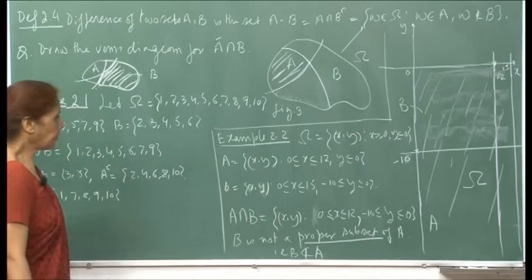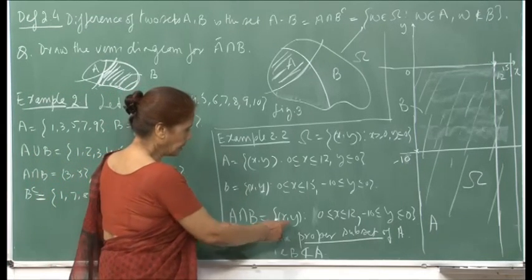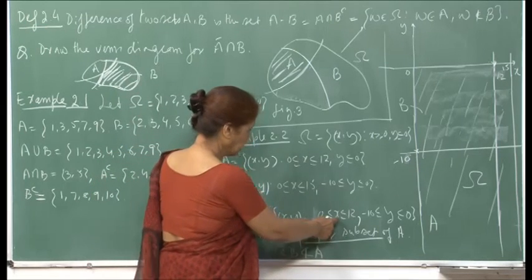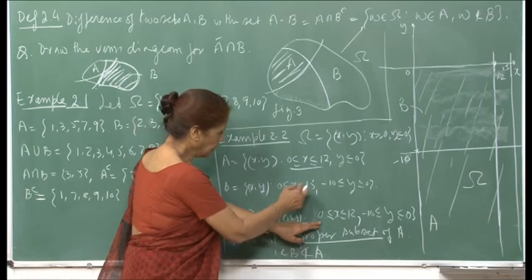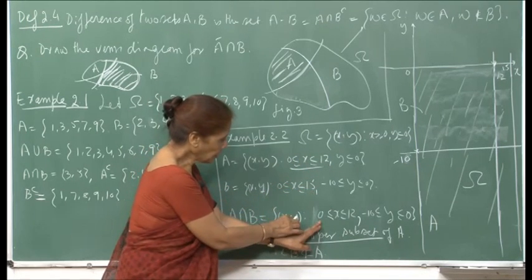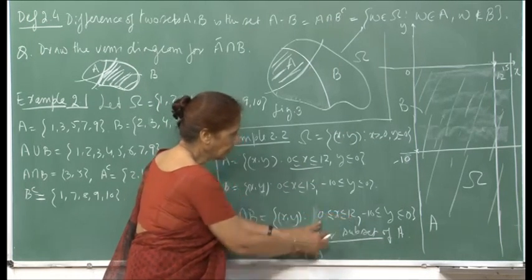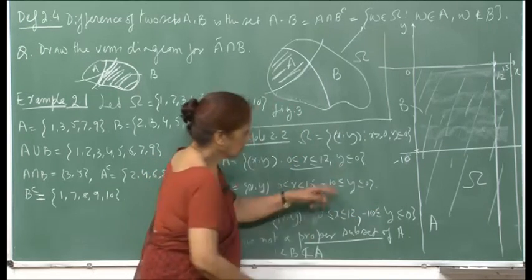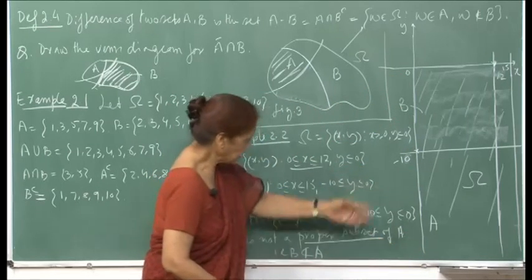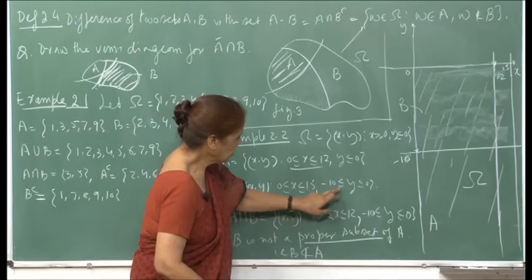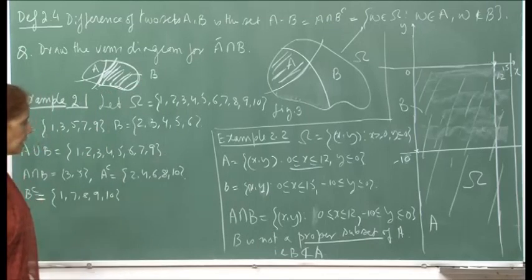Now, if you want to write A intersection B, this will be all points (x, y) such that x, because in A, x is between 0 and 12, and in B, it is between 0 and 15. So, when you take all common points in A and B, x will be between 0 and 12. And here y is less than or equal to 0. In A, y was extending up to minus infinity, so the common part would be that y is between minus 10 and 0. That will give you the intersection.